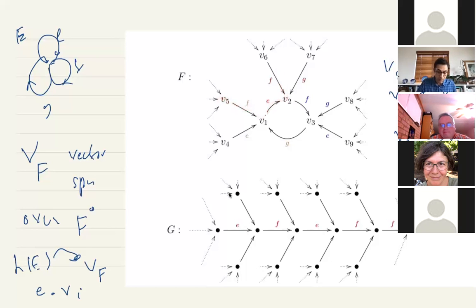Let me give you one more example. What if I start with V5 and I multiply with F, E, and F star? Just follow your nodes here. You have V5, multiply with F, you get to V1, multiply with E, you get V2, and then multiply with F star, you get V6. So I go from here to here. So for any of these representation graphs, I give you a module.